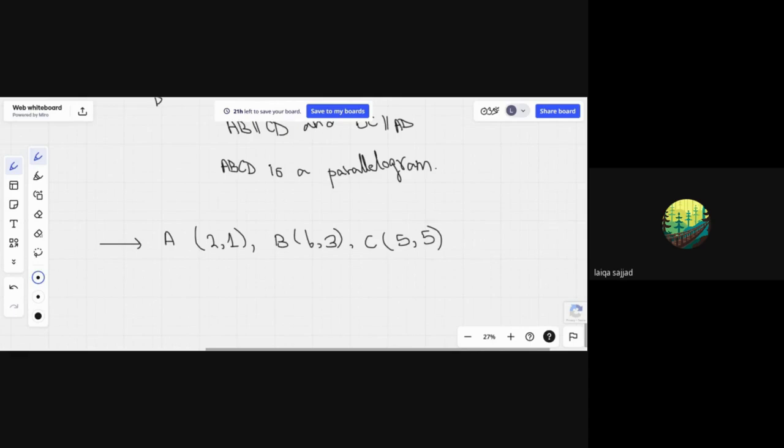Where p is greater than 3, and you are given two conditions: that p is greater than 3 and the angle ABC is 90 degrees. So you are given this piece of information that p is greater than 3 and angle ABC equals 90 degrees.